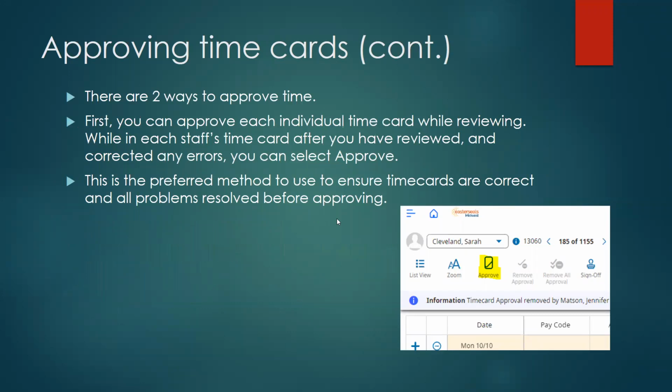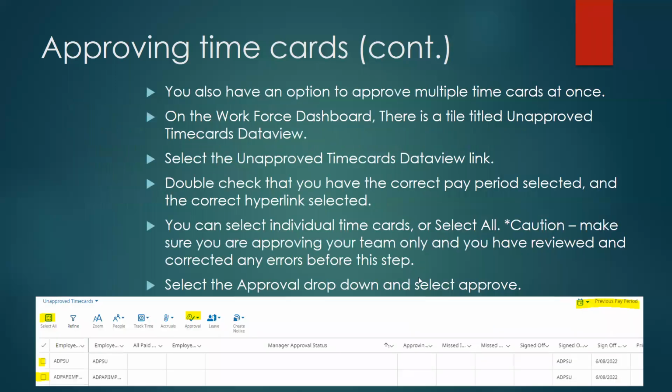So in approving your time cards, payroll recommends that you look at each staff and approve it. So the first way is the best way. You're going to approve the time card while you're in there and while you're reviewing it. You've got this staff pulled up, you've corrected the missing clock in, everything looks good, and you're going to go ahead and approve it. There is a second way to approve.